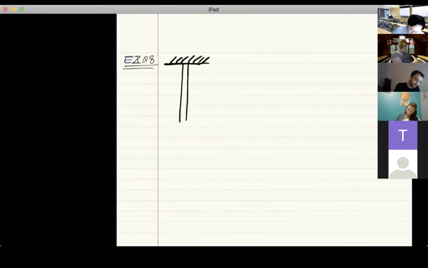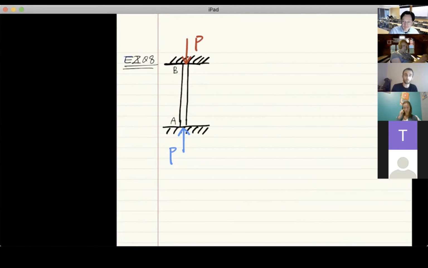So what is this problem? In this case, we're going to change the boundary condition to fixed-ended on both ends. So the column looks like this, and the loading applies like this. We're also going to call the ends A and B, like what we did before.